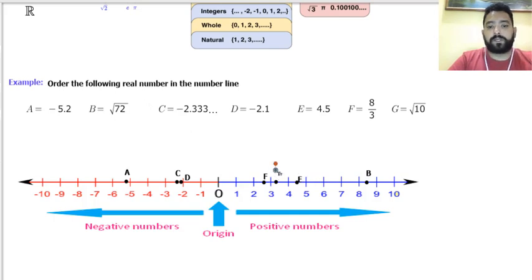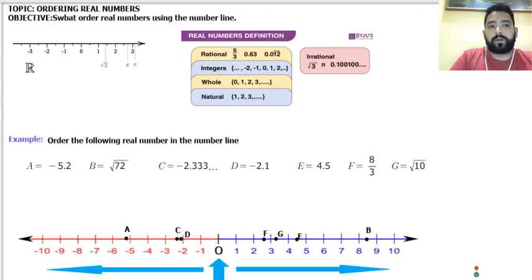So it's letter G. Remember, to plot, order, or locate real numbers on the number line, you have to find the specific value. And remember, some rational numbers have terminating or non-terminating decimals, or you can find irrational numbers like square root of 2 or square root of 3, Euler's number, and pi, which are numbers that you cannot write as a fraction or as a ratio.